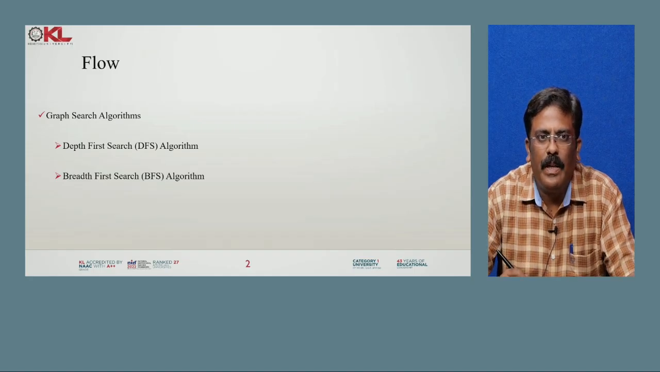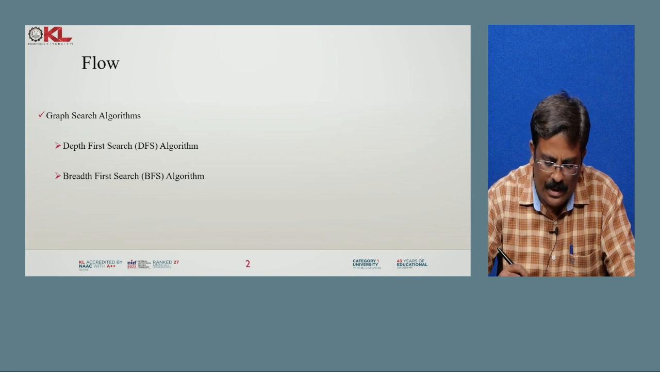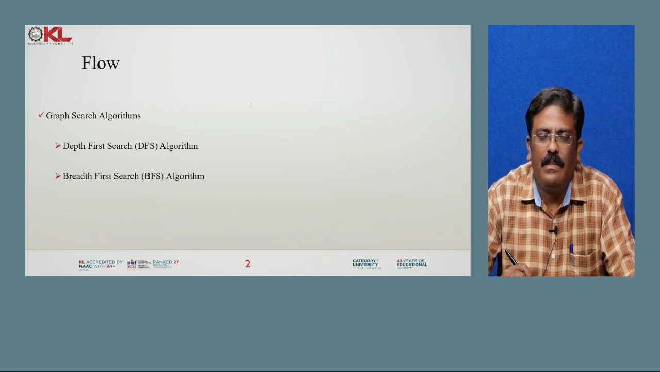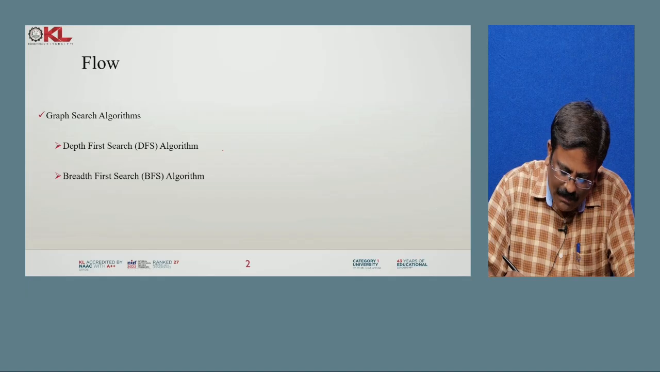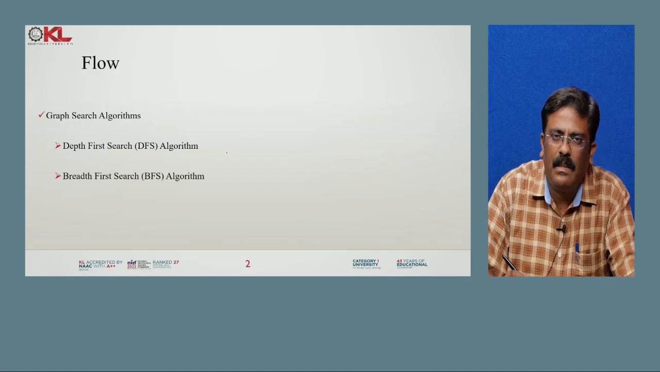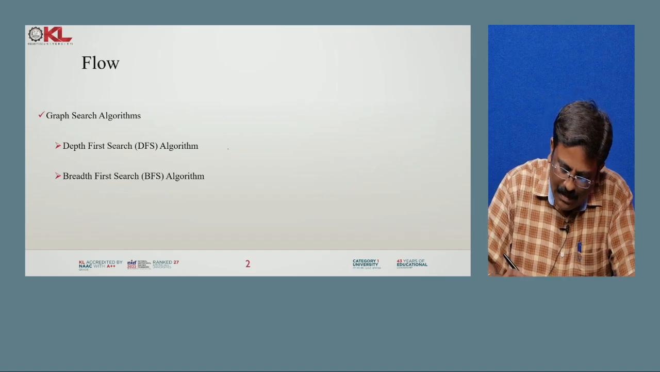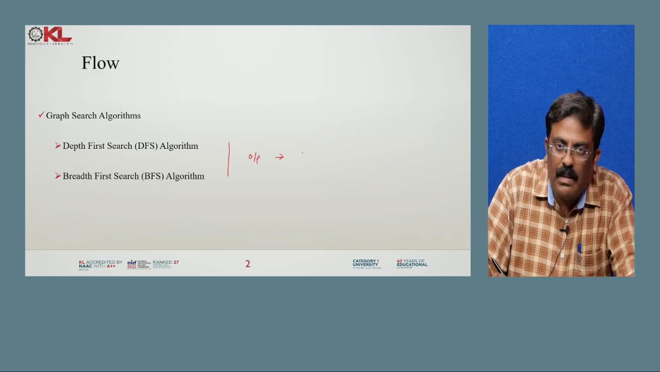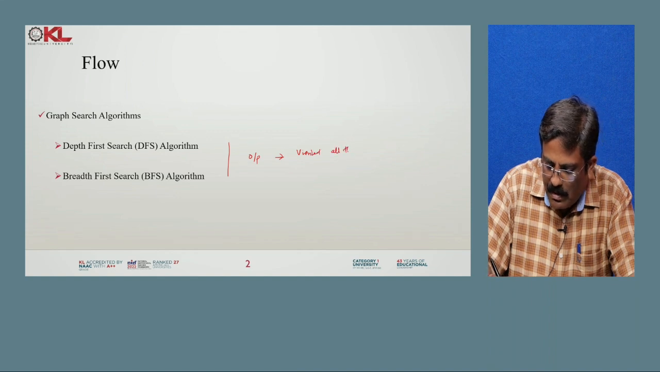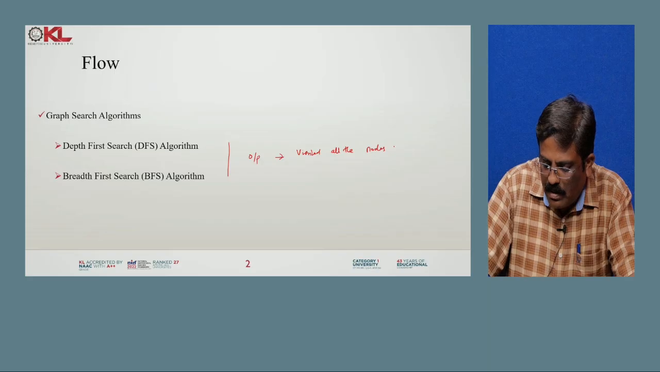In that, there are two types of graph search algorithm we are going to see in today's class. One is DFS, depth first search algorithm. Next is BFS, breadth first search algorithm. These two are mainly graph search algorithms, meaning the output of these algorithms will tell you whether we visited all the nodes present in the graph or not.